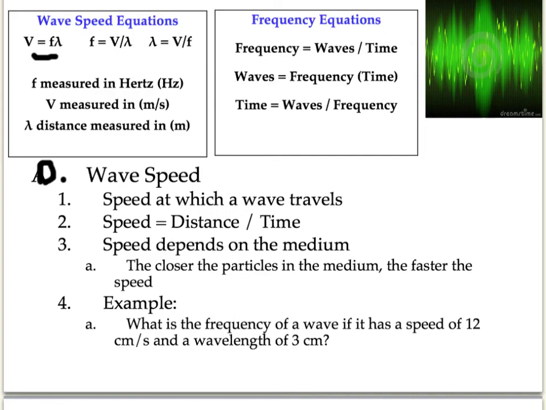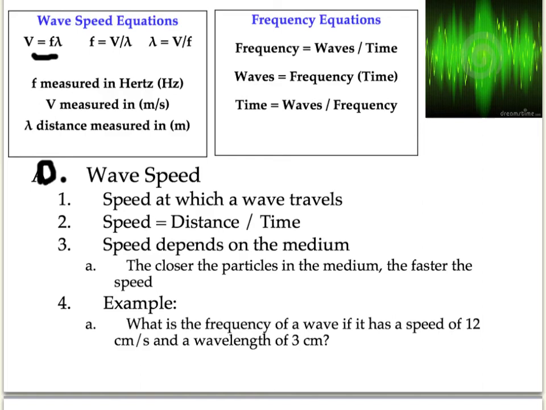So when we talk about wave speed, again, simple definition is just the speed at which a wave travels. Again, speed itself is equal to distance divided by time, which is a common equation for things like velocity and speed. Think about your car. We measure that in miles per hour. So the distance then would be miles, the time would be in hours.